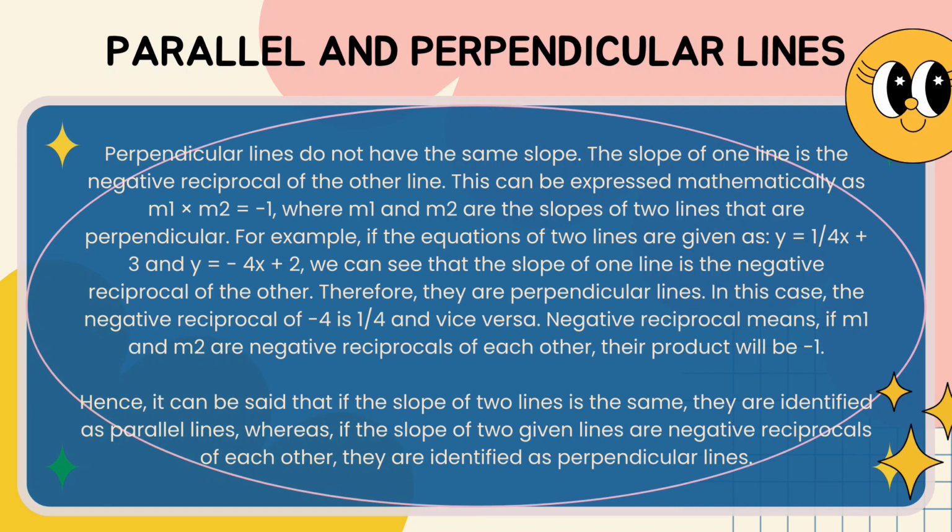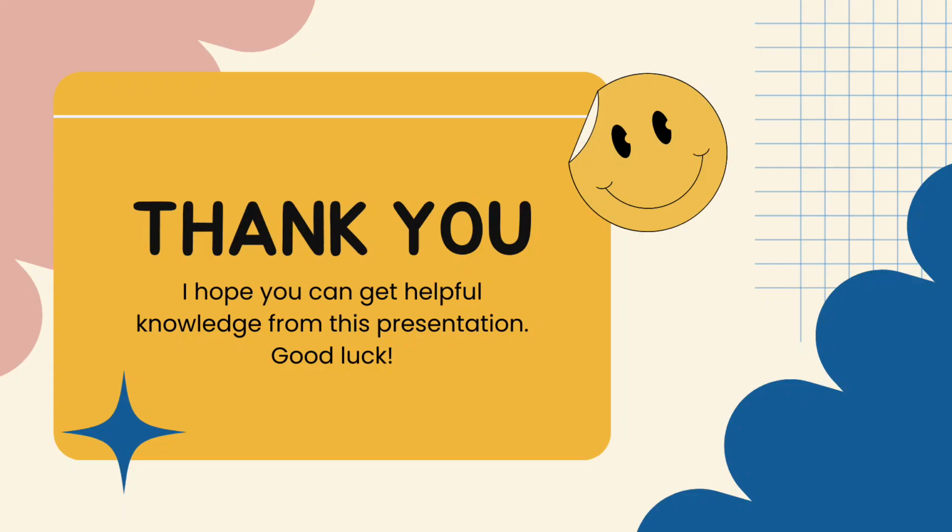In this case, the negative reciprocal of -4 is 1/4 and vice versa. Negative reciprocal means if m1 and m2 are negative reciprocals of each other, their product will be -1. Hence, it can be said that if the slope of two lines is the same, they are identified as parallel lines, whereas if the slopes of two given lines are negative reciprocals of each other, they are identified as perpendicular lines.